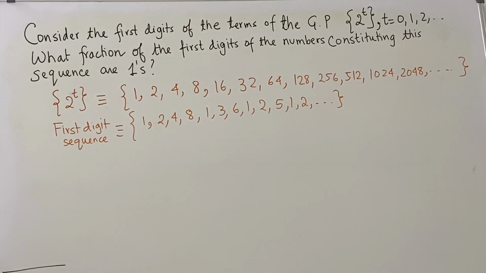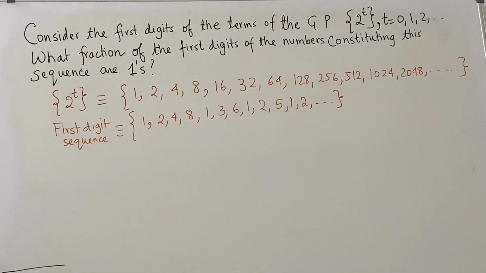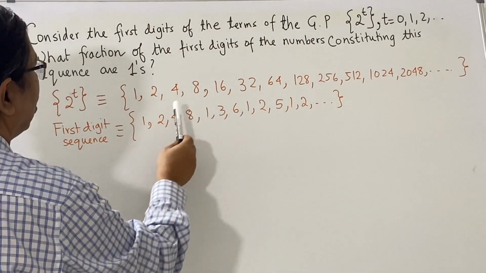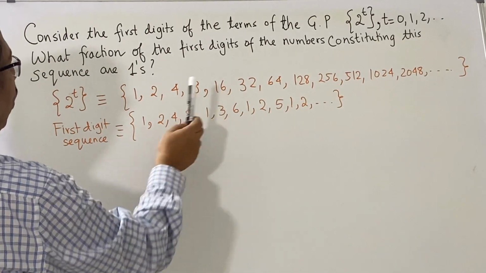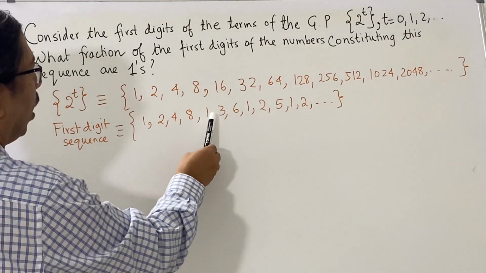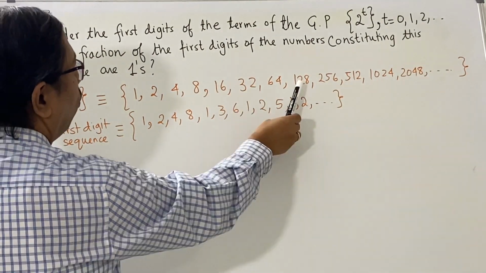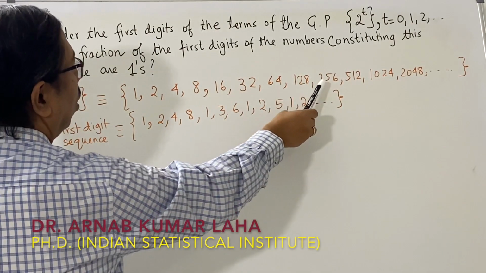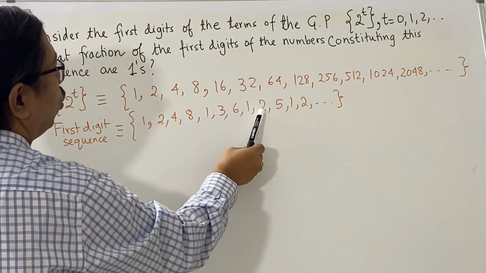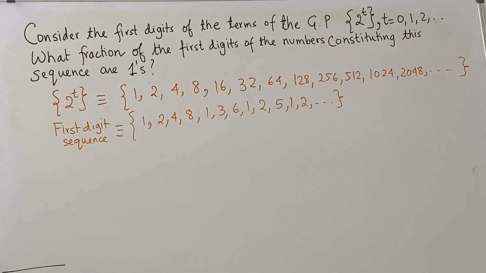And now let us consider the sequence of the first digits of these terms. For the first digit sequence, the first 4 terms come as they are. The fifth term, 16, has first digit 1, so we have 1. For 32, we have 3. For 64, we have 6. For 128, we have 1. For 256, we have 2. For 512, we have 5, and so on. So this is the first digit sequence which is constructed out of the given GP.